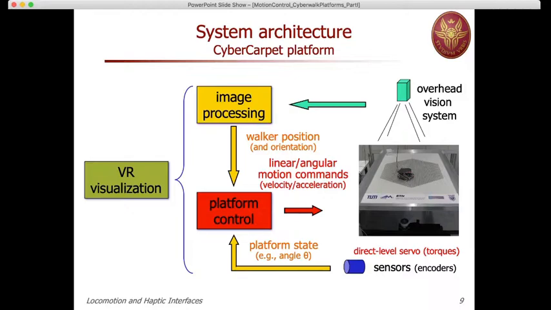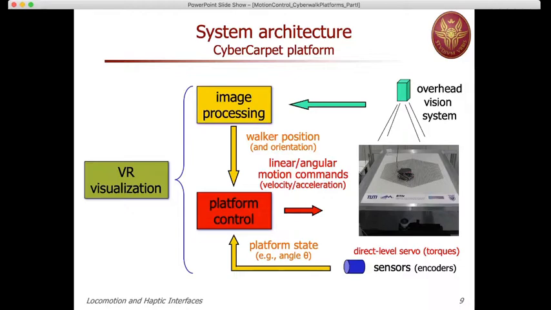All this information converges to the platform controller, which generates linear and angular motion commands. And we can imagine that we provide velocity inputs to the system or acceleration inputs to the system. We will see this at the end of this presentation. Everything should be coordinated with the virtual reality visualization.